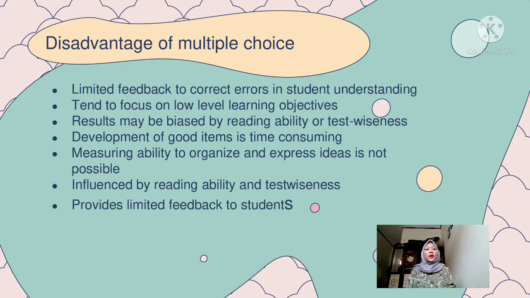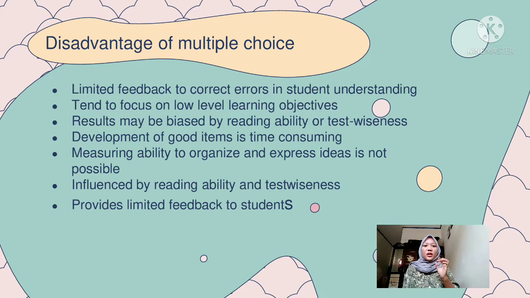Okay, in this slide, I want to explain the disadvantages of multiple choice test items. There are seven disadvantages. The first is limited feedback to correct errors in student understanding. The second is a tendency to focus on low level learning objectives. Third, results may be biased by reading ability or test wiseness. And the fourth is that development of good items is time consuming.